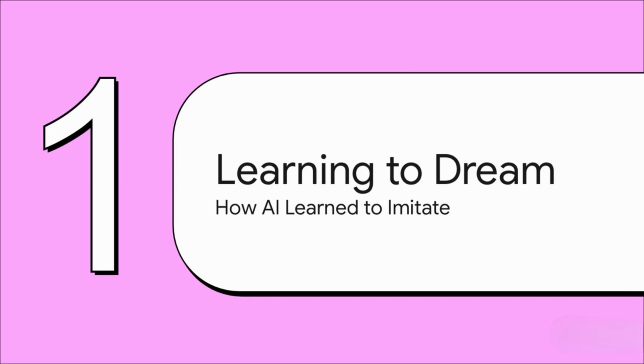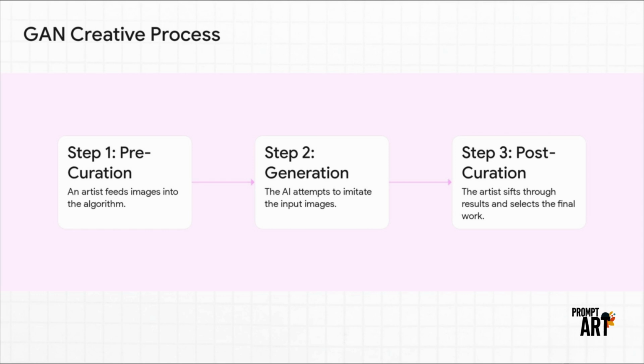Okay, so to really wrap our heads around AI art, we've got to go back to the beginning. We need to look at how these systems actually learn. And it all starts with this really cool concept called a generative adversarial network. You'll probably hear it called a GAN. You can kind of think of it like a dance, right? A three-step dance between a person and a machine.